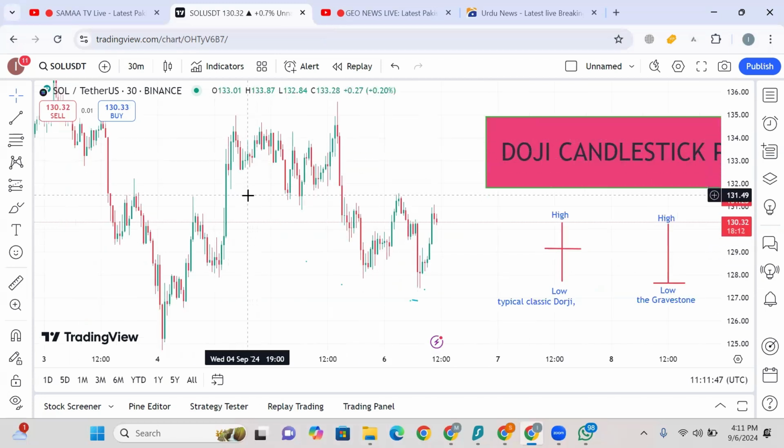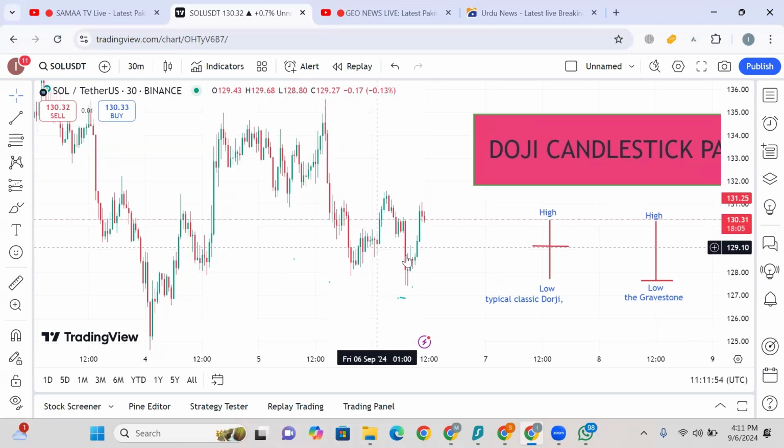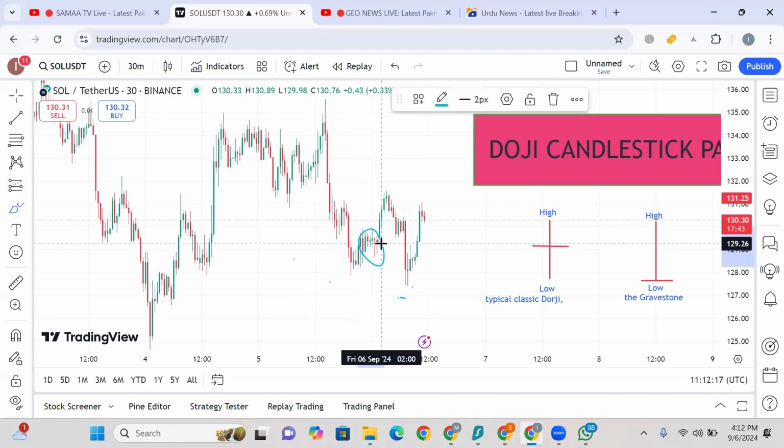So let's now go to the chart and find a real-life example. Now I am going to the Solana USDT live chart. Now you can see here a doji candle appears at this point. No body at all, long shadows appear, and a tug of war between buyers and sellers. And now the market is in an uptrend.